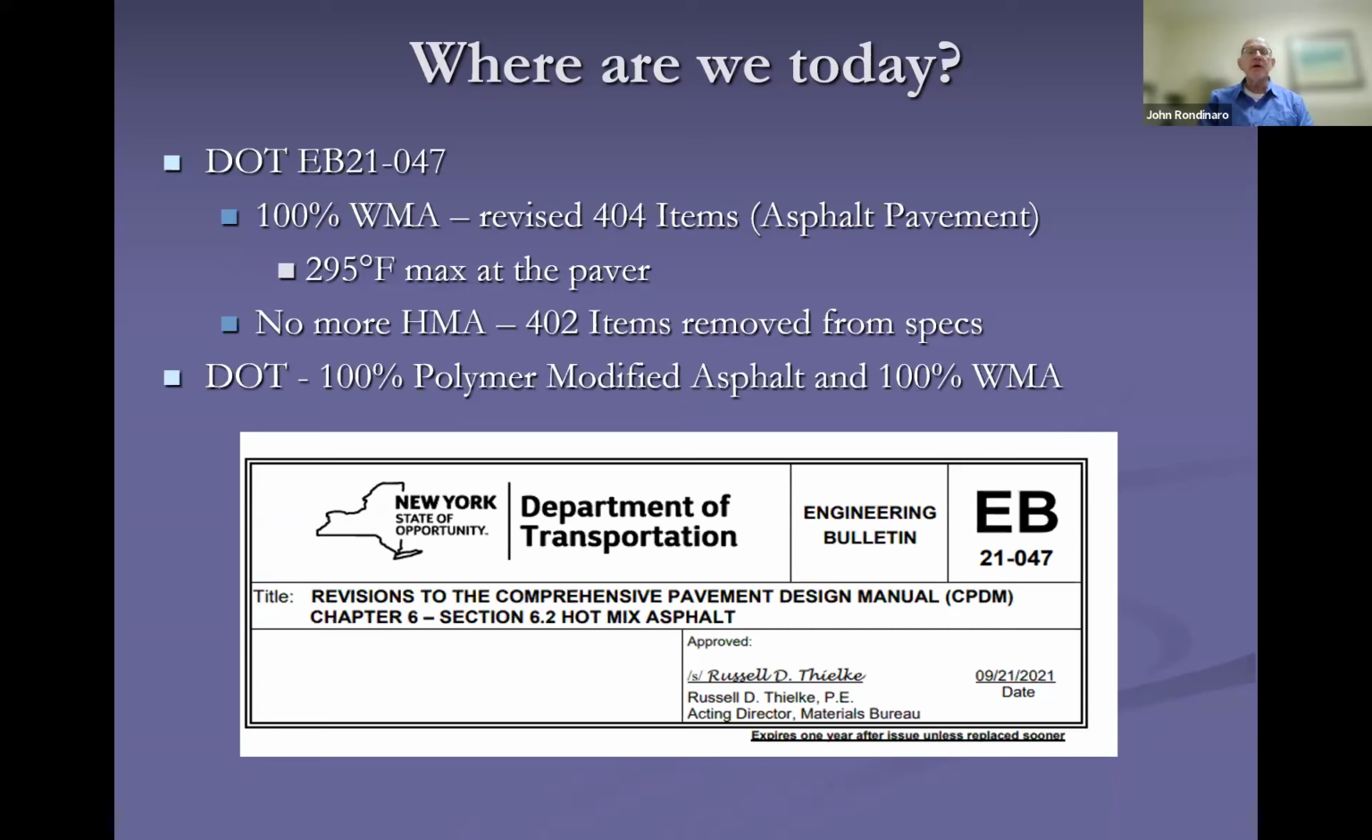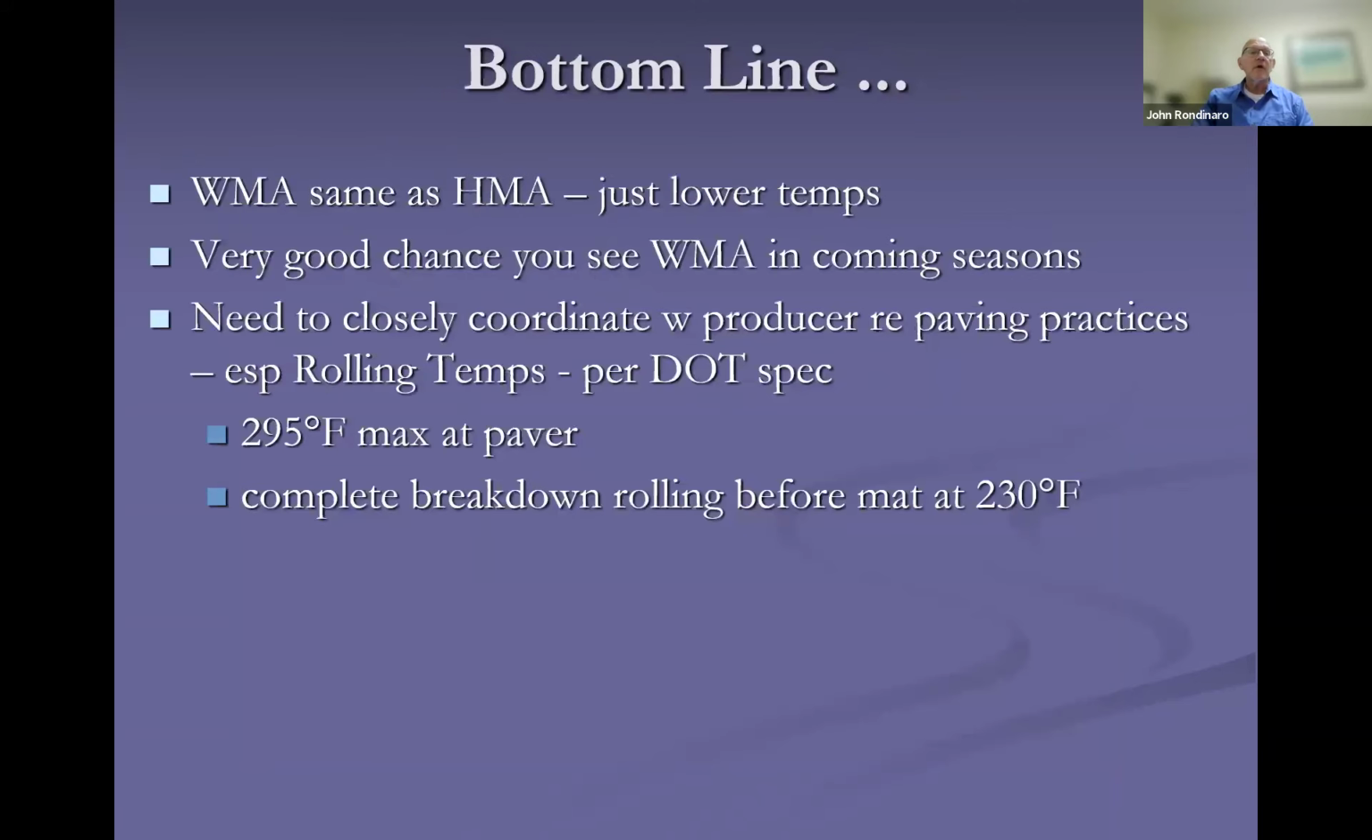So if you're piggybacking and you somehow get a mix that was being produced for DOT or the Thruway, you're getting 100% polymer modified asphalt and 100% warm mix asphalt. Hey, John. Yes. We have a question that I think you just answered, but I want to ask anyway. Do plants still make a hot mix with DOT no longer having a hot mix spec?